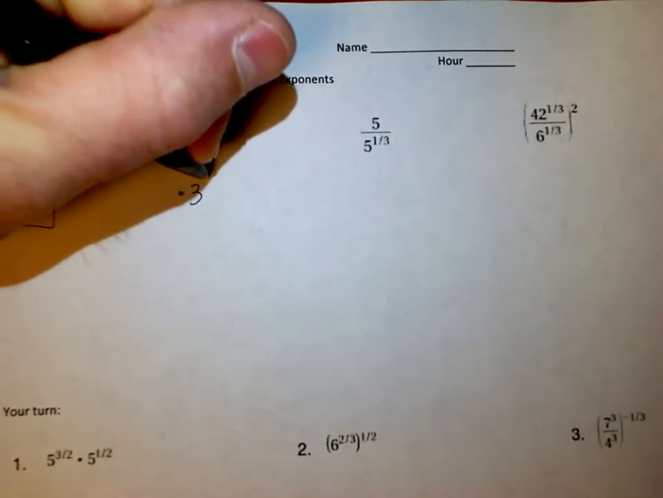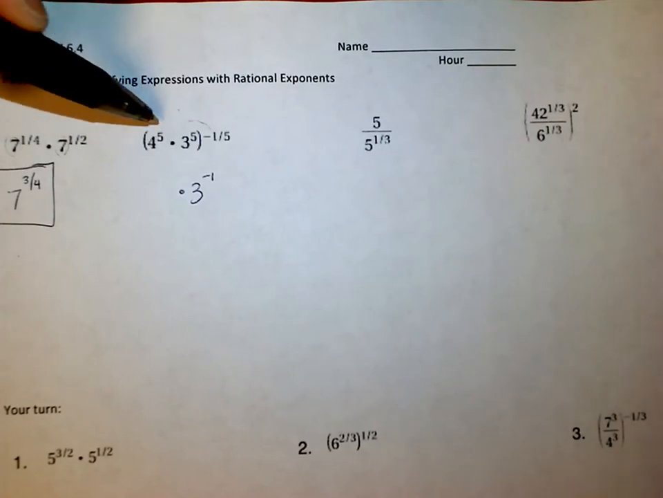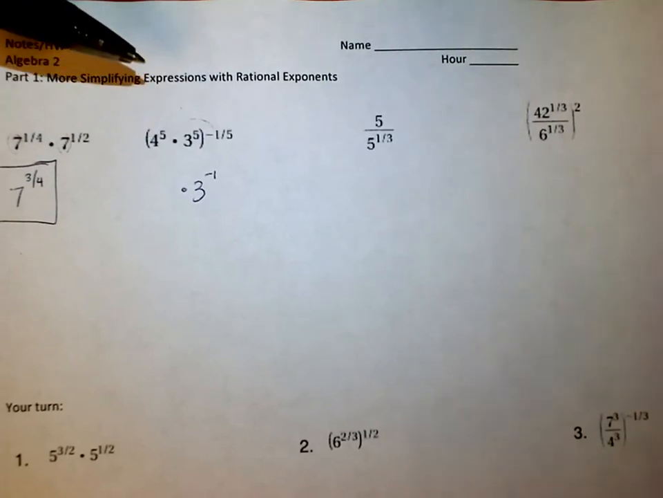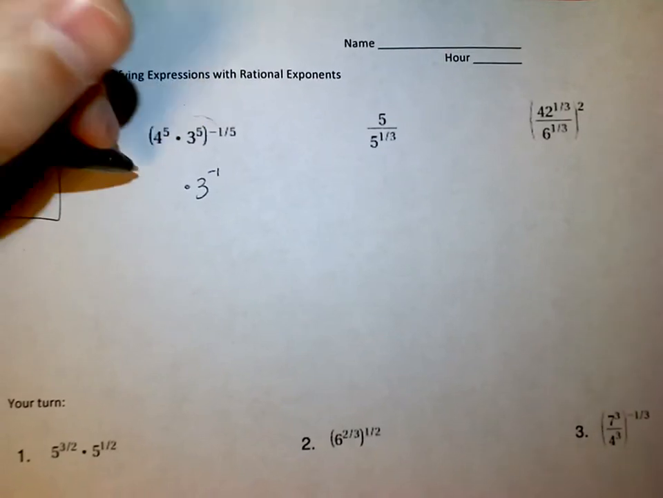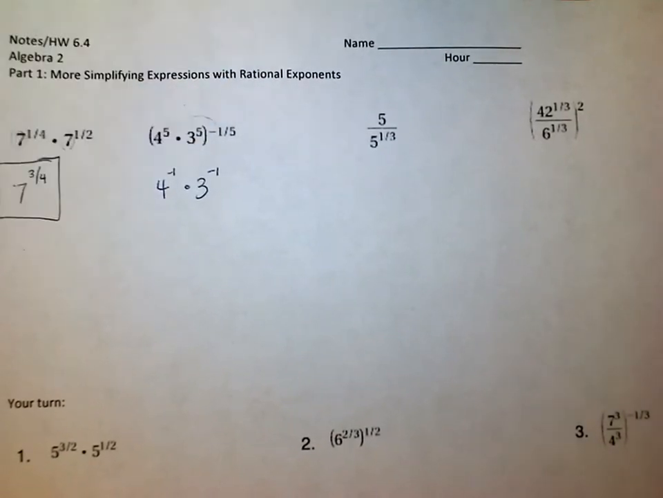On the other side, I have 4 raised to the 5th, which is raised to the negative 1/5, and that multiplies out to 5 times negative 1/5, giving me a negative 1 as well. So that gives me 4 to the negative 1. So now this is really what I'm looking at.